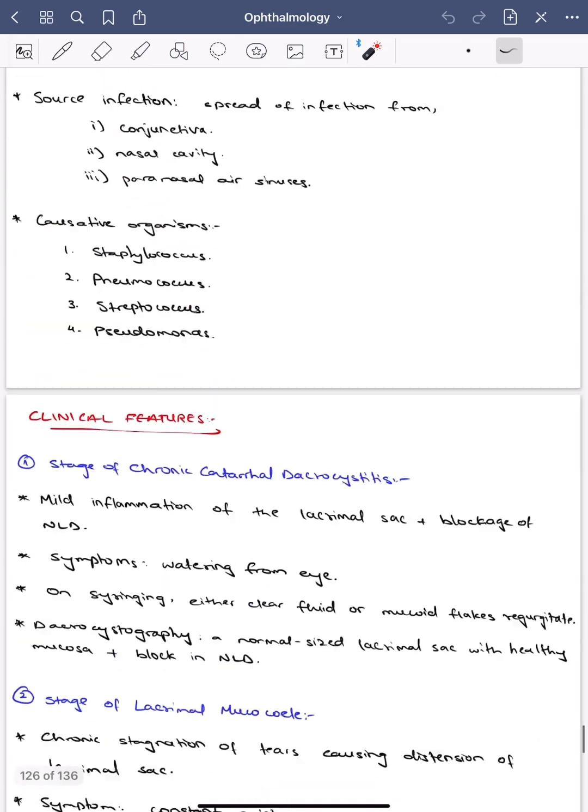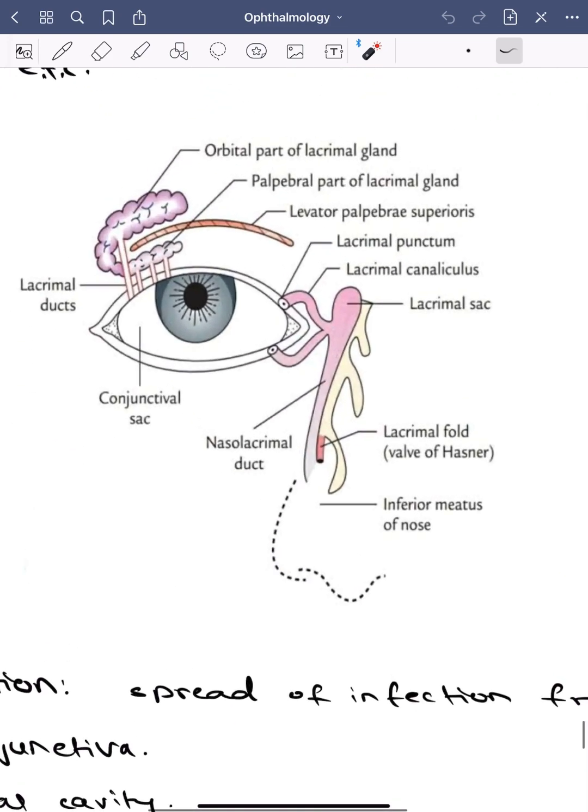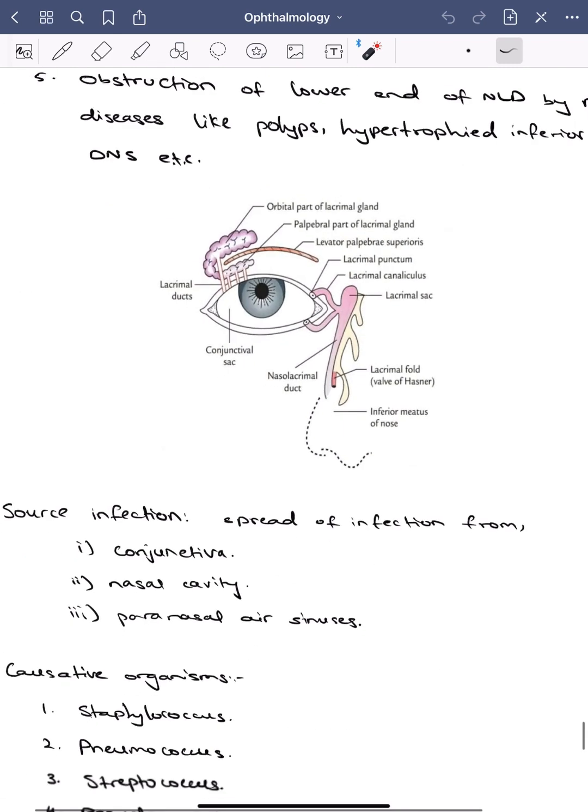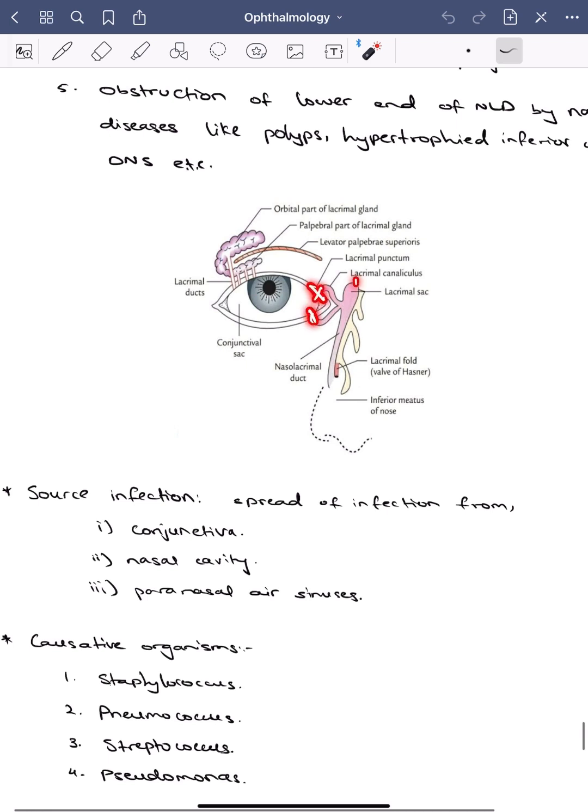may be encysted when, that is, if both the puncta are blocked, it is encysted. That is, if you apply pressure, there is no oozing out. That is, the regurgitation test is negative for encysted mucocele. That is, the opening of both the canaliculi into the sac is blocked, and hence it becomes encysted. So this is the stage of lacrimal mucocele.